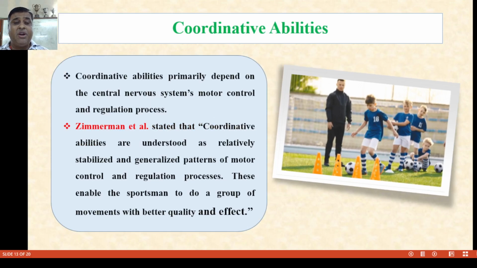Next part is coordinative abilities. What are coordinative abilities? Coordinative abilities are primarily dependent on the CNS, the central nervous system, through motor control and regulation processes. They are understood as relatively stabilized and generalized patterns of motor control and regulation processes. These enable sportsmen to do a group of movements with better quality and better effects of their movements.